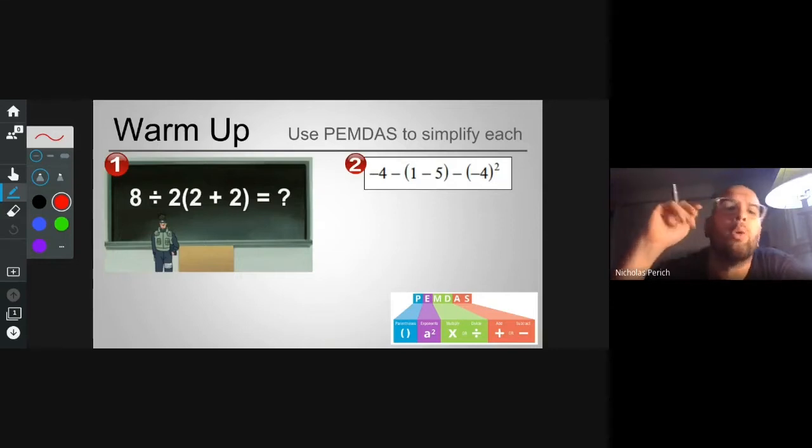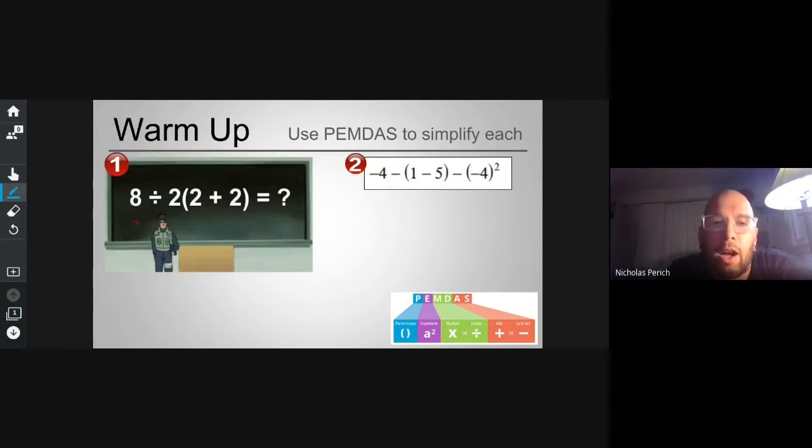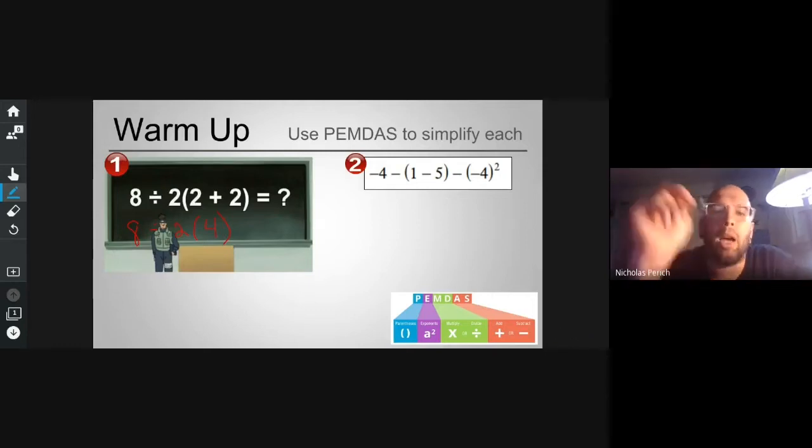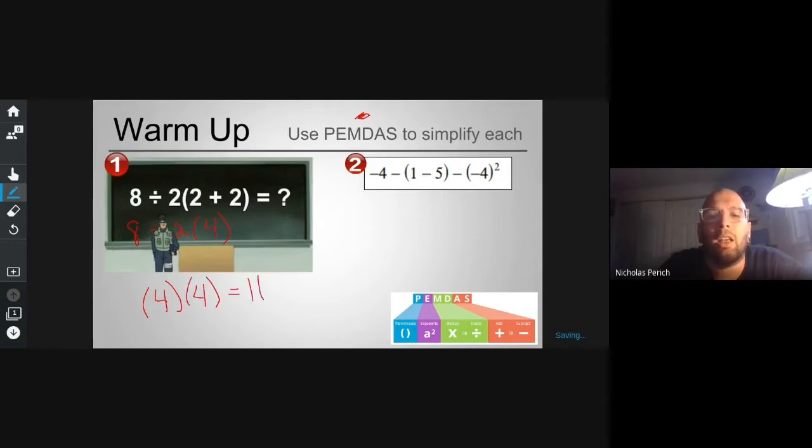First things first, in doing PEMDAS, your job is to get everything inside the parentheses. So I'm going to draw over this little character guy, 8 divided by 2. Inside the parentheses, I have 2 plus 2, which is 4. Now I go left to right. Remember, PEMDAS is not always multiply before you divide. It's always multiply, divide, left to right. So the first thing I'm supposed to do is 4 times 4, and I'll get 16. That's right, boys and girls.